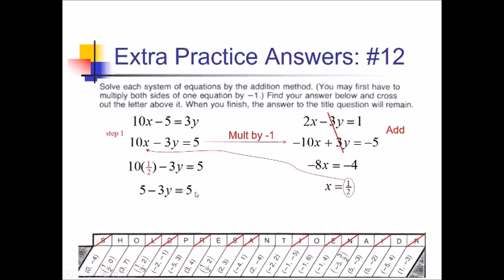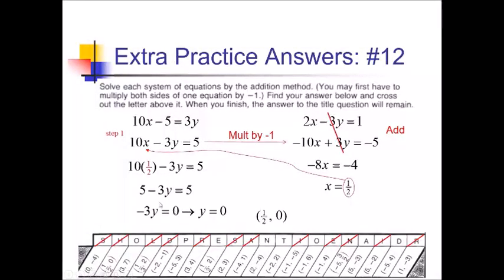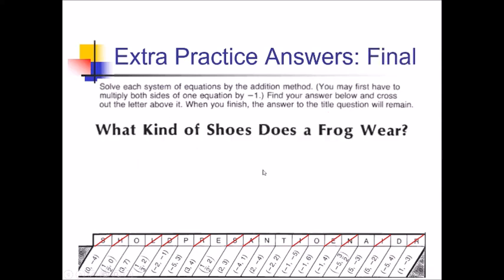Subtracting 5 from both sides, I get negative 3y equals 0, and this actually kind of makes up for having to deal with that fraction earlier, because 0 divided by this negative 3 just gives me a y value that is also 0. So we have (1/2, 0). (1/2, 0) is going to be right here, the second one here, so we can cross off the H. And now we're going to take a look at our letters and see what the answer to the puzzle is in just a moment. All right, so we've crossed off everything that we could.